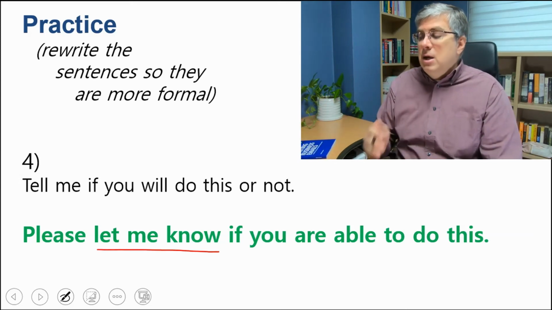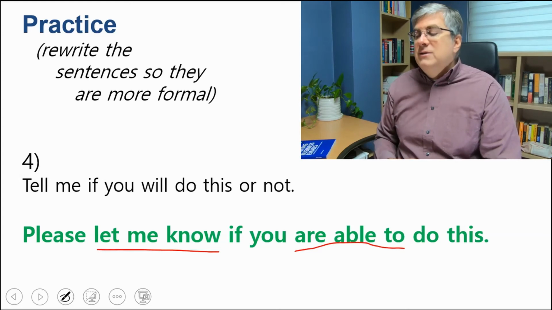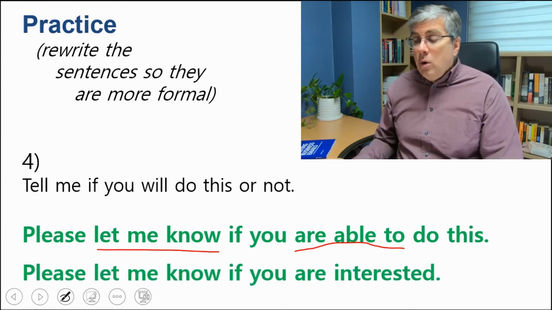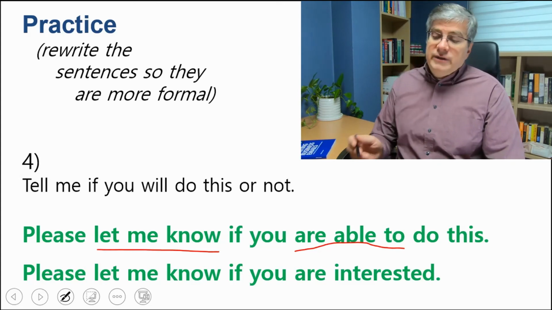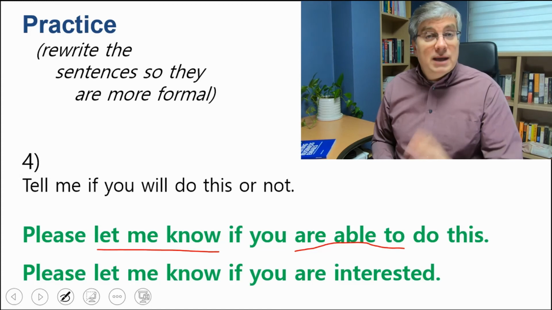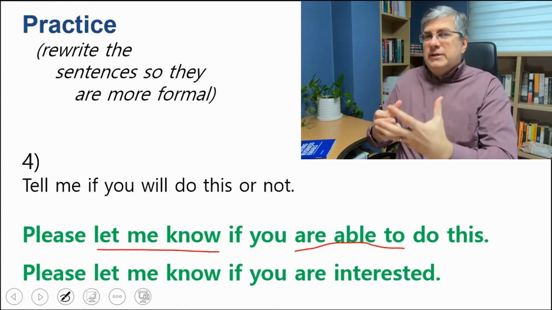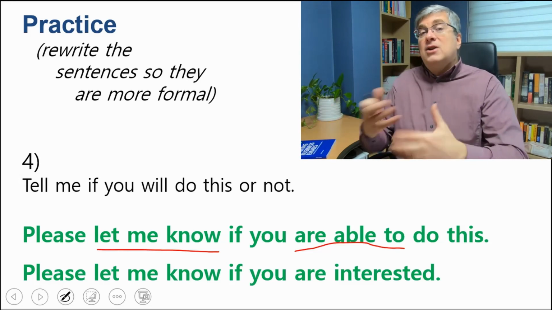So please let me know if you are able to do this. If you can do this, if you are able to, more formal. Please let me know if you are able to do this. That's much more polite. Or you could say, please let me know if you are interested, right? And you could say, please inform us if you are interested. That's fine. That's more formal, actually. But again, like I said, sometimes you mix casual expressions with your formal writing because you want to be friendlier.